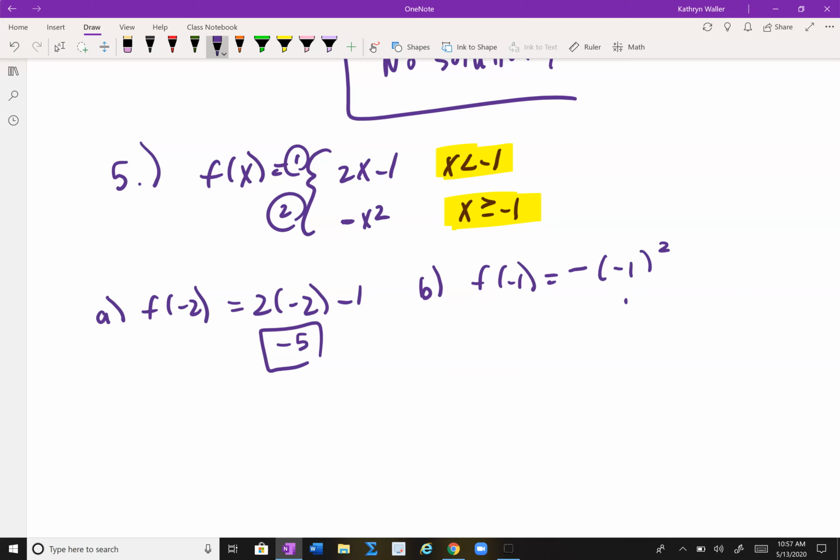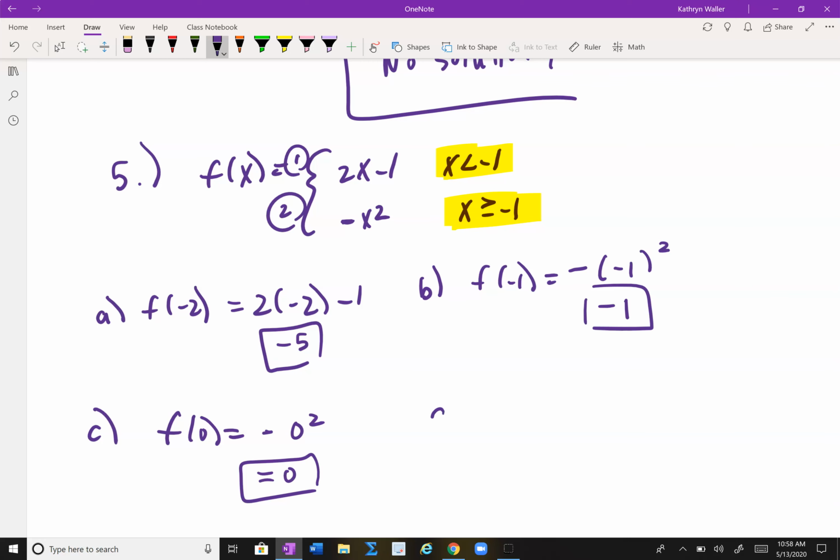A -1 squared is a 1, but you've got that negative sitting in front of it. Okay, question C. Find f of 0. 0 is bigger than -1, so it's -0 squared, and that's just 0. Don't write your answer as an ordered pair. It's just a value, just like I'm writing.